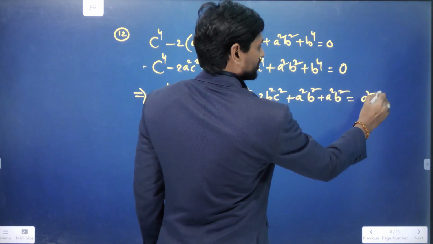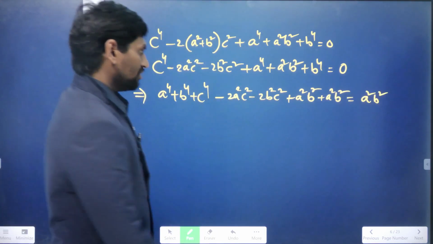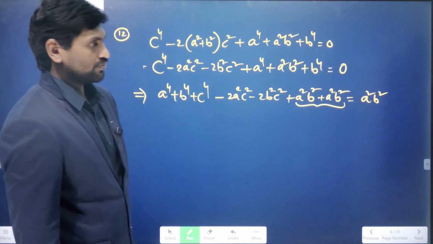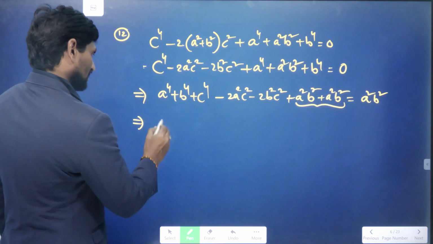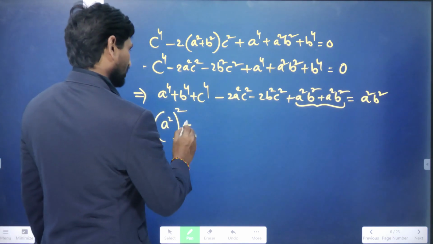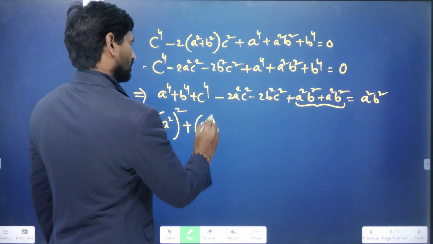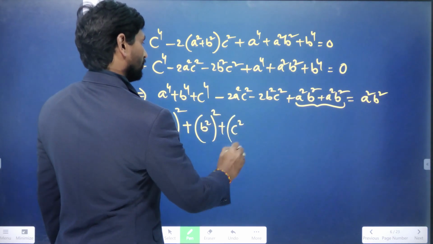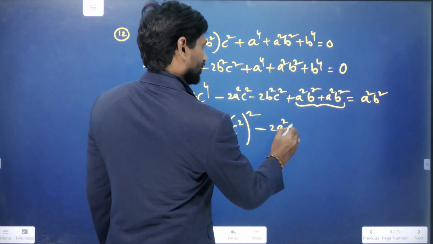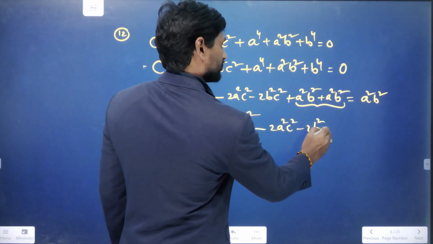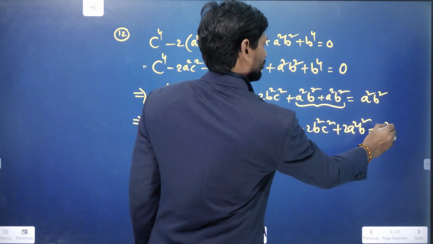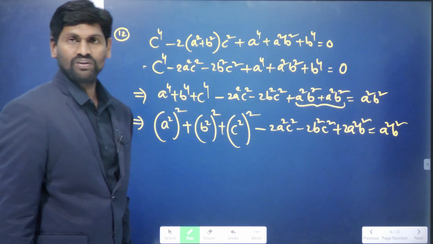0 plus a square b square is a square b square only. Now this is also a square plus b square become 2a square b square. Now this a power 4 I am writing as a square whole square, b power 4 I am writing as b square whole square, and c power 4 I am writing as c square whole square. Minus 2a square c square minus 2b square c square and plus 2a square b square is equals to a square b square. Okay?